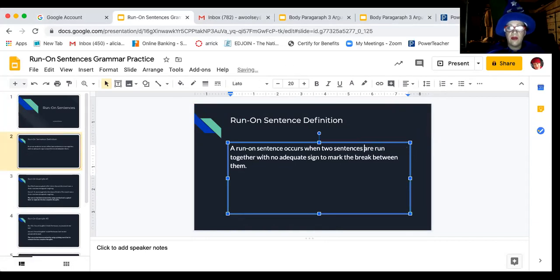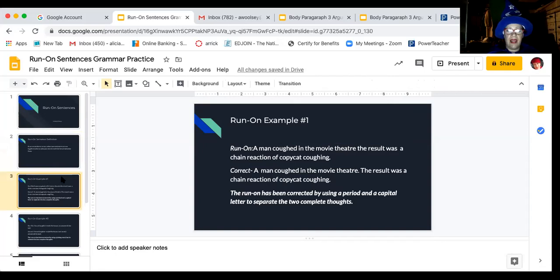Are run together with no adequate sign to mark the break between them. Okay, so really they should be either two, well, there's different ways to deal with a run-on sentence. So let's look at the first way. Okay, our example number one is to make them into two sentences. So let's look at our run-on.